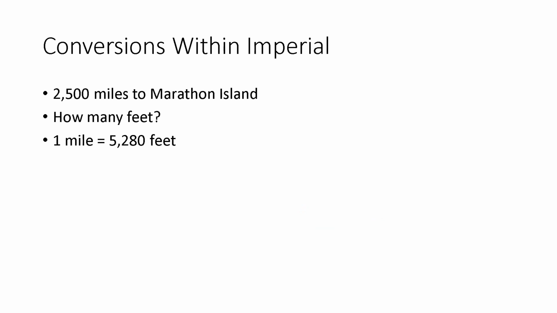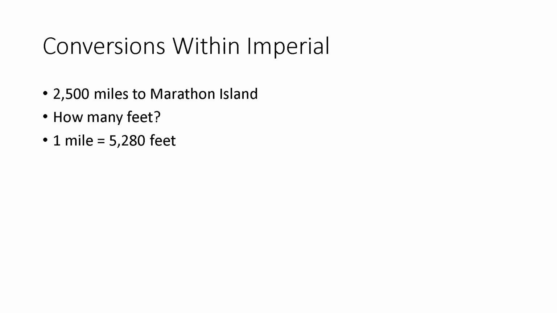We can use the same technique to do conversions within the imperial system as well. So let's say you get home from your stint in Beirut with, I don't know, Doctors Without Borders, and you decide you need a vacation, you need a break after that. So you are going to go down to the Florida Keys and camp out on Bahia Honda Beach for a while. So you are going to drive from Denver to Marathon Island. And it's approximately 2,500 miles from here to Marathon Island, down in the Florida Keys. And for whatever reason, you want to know how many feet is that from here to Marathon Island. You have a lot of time to kill on the plane ride home from Beirut.